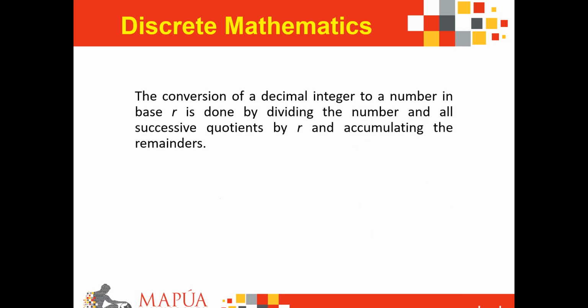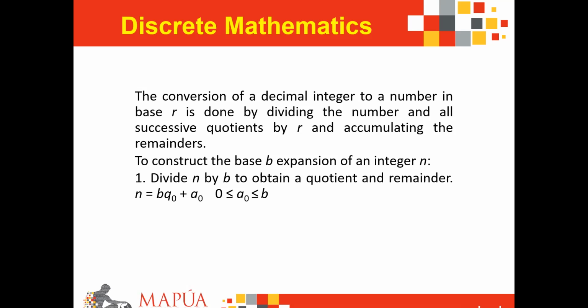The conversion of a decimal number to a number in base r is done by simply dividing the number and all successive quotients by r and accumulating the remainders. To construct the base b expansion of your integer n, you end up with the following steps.